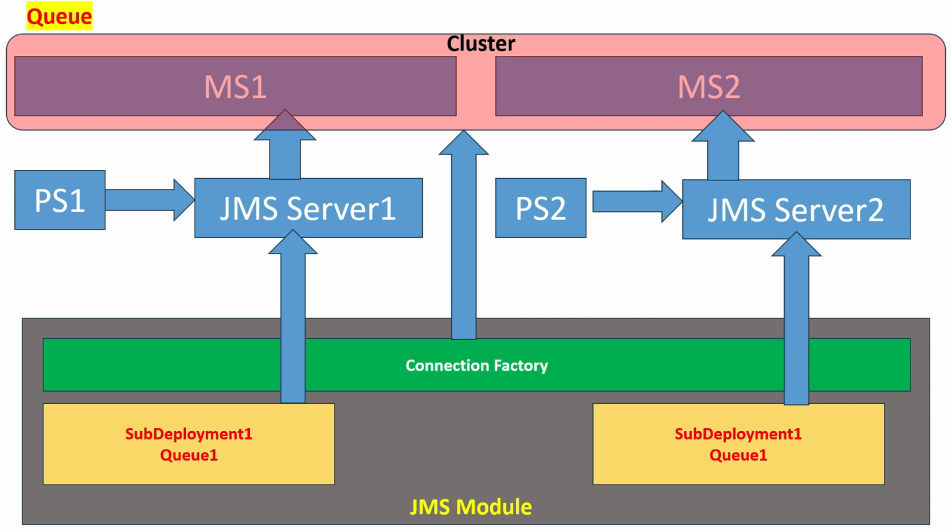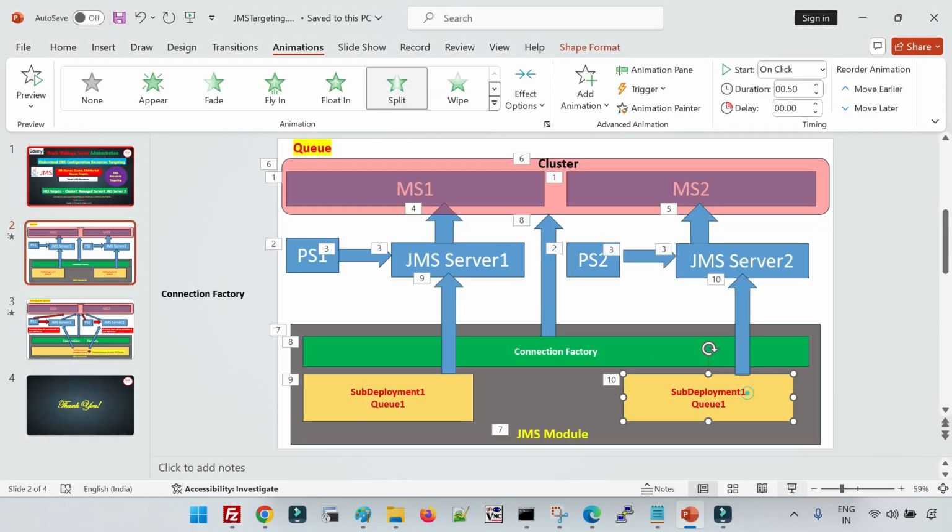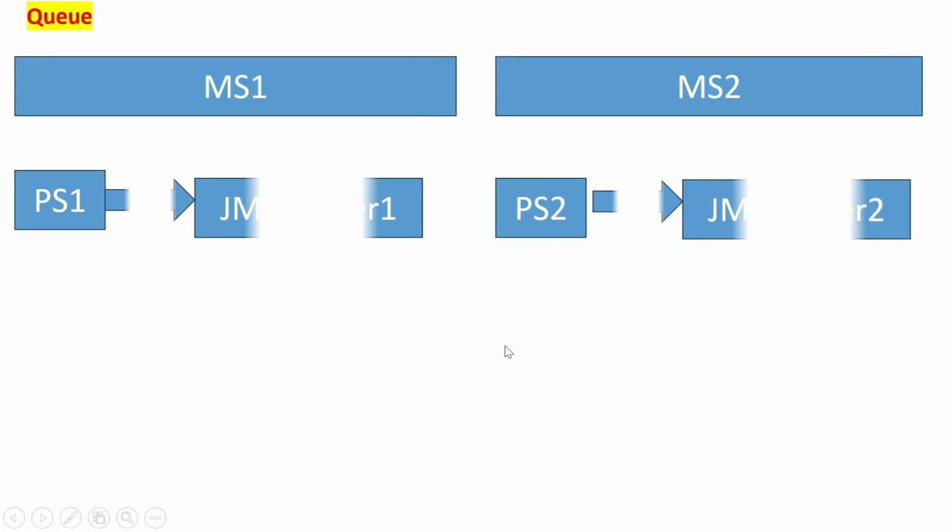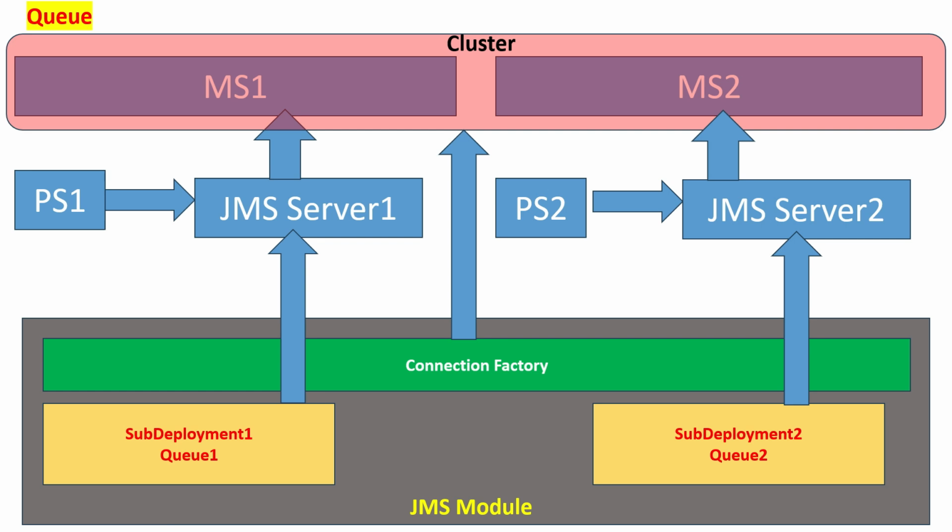Similarly, for JMS server 2, you have to create a sub deployment 2. Let me correct it. It should not be 1, it should be 2, and this is 2. Let me save it. Okay, and let me go back to the same screen. So now we have to create a sub deployment 2 which will target JMS server 2, and then create a queue 2 which we assign to sub deployment 2. In the same way, this queue will be available for JMS server 2.